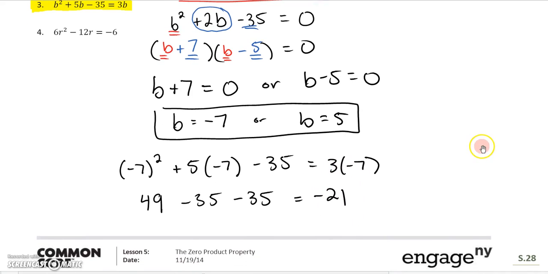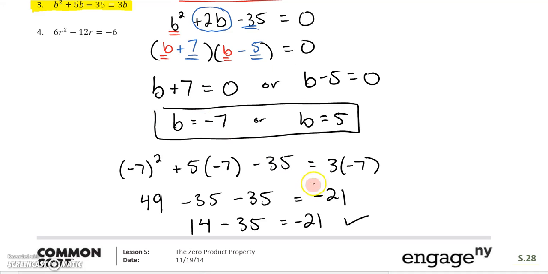Okay, let's simplify here. 49 minus 35, that's 14 negatives. Oh, sorry about that, that's 14 positives. There's more positives than negatives. And minus 35. Does that equal negative 21? Yeah, heck yeah, it does. 14 minus 35 is definitely negative 21. Negative 7 is a solution.